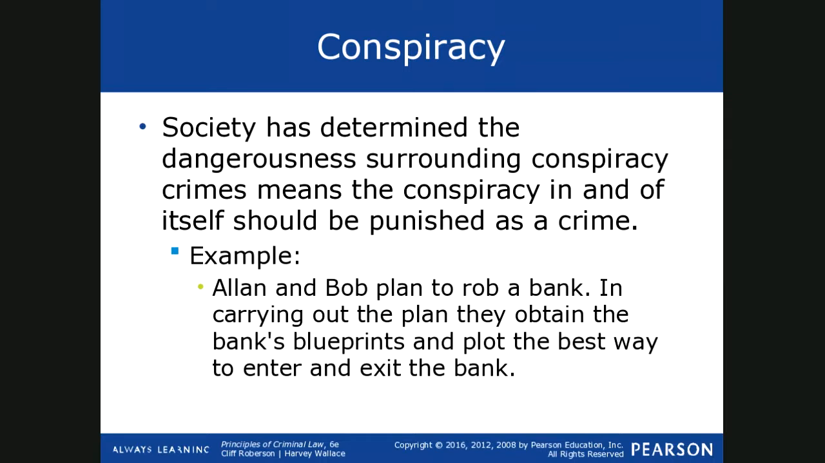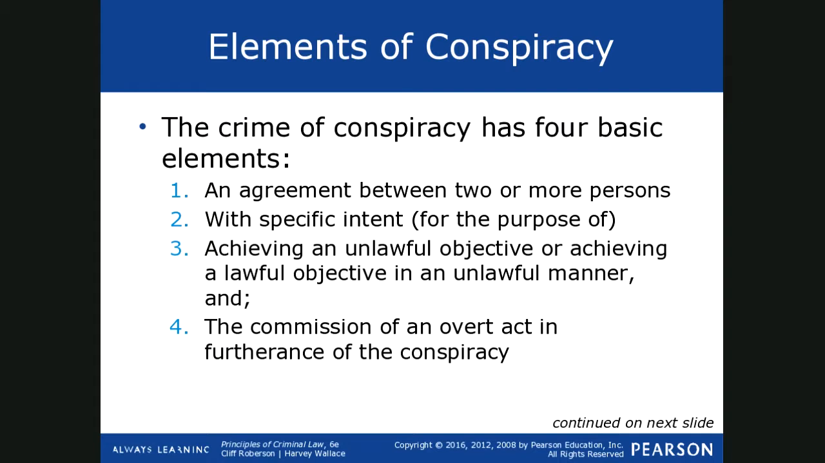Alan and Bob plan to rob a bank. In carrying out the plan, they obtain the bank's blueprints and plot the best way to enter and exit the bank. They have conspired, meaning they have planned together to rob that bank. So let's look at the elements. And remember, the elements are those facts that have to be present or proven.